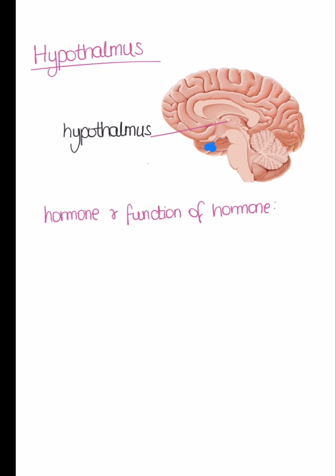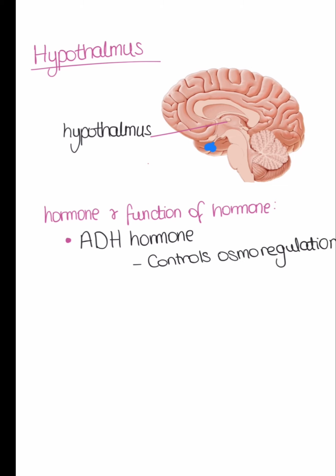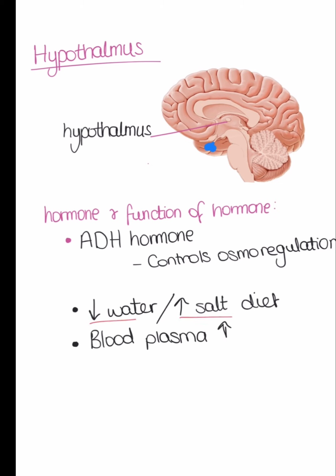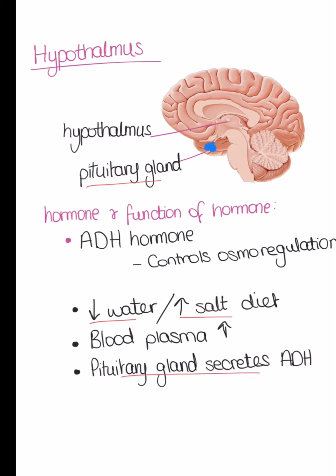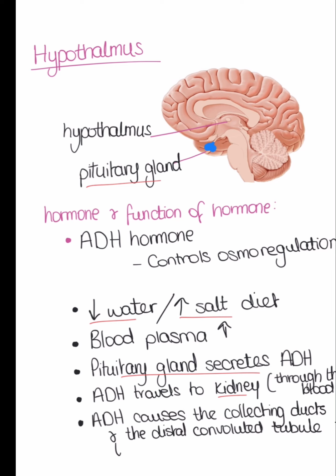The hypothalamus is responsible for the formation of the ADH hormone, also known as antidiuretic hormone. The ADH hormone controls osmoregulation. If we have a low water, high salt diet, the concentration of the blood plasma rises. The osmoreceptors in the hypothalamus are triggered and send a message to the pituitary gland. The pituitary gland will then secrete ADH hormone. The ADH travels to the kidneys and is responsible for causing the collecting ducts and the distal convoluted tubule of the nephron to become permeable.